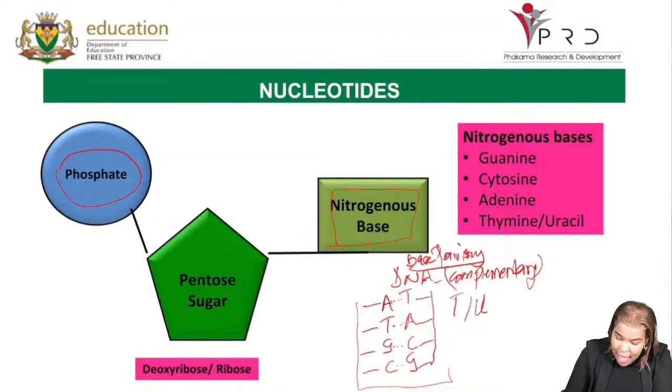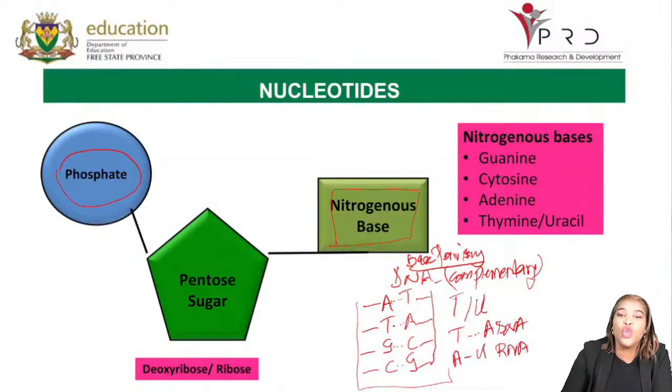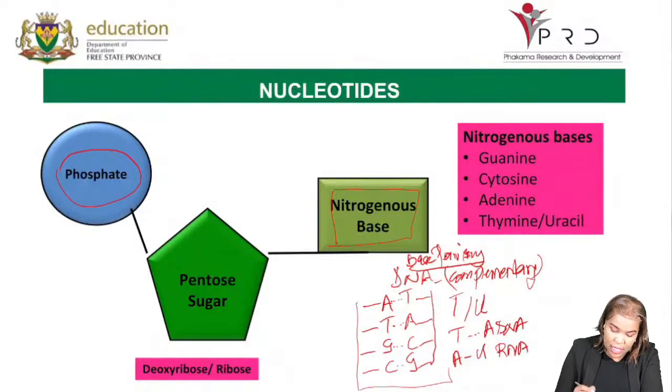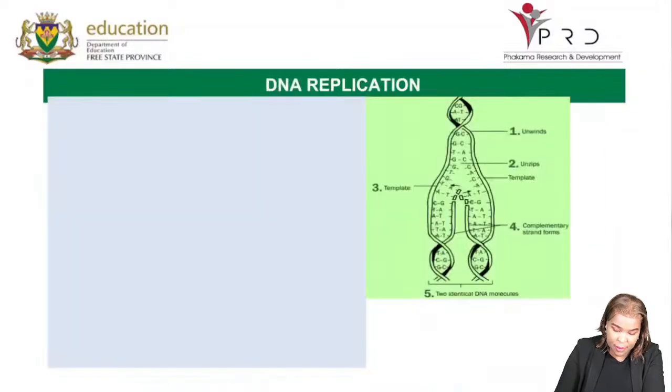So where A pairs with T in DNA, then in RNA, A is going to pair with what? With U. Right. So I hope you remember all of this together with the nitrogenous bases, how many we have, and the structure of DNA and RNA.